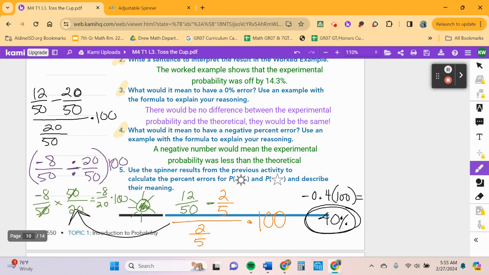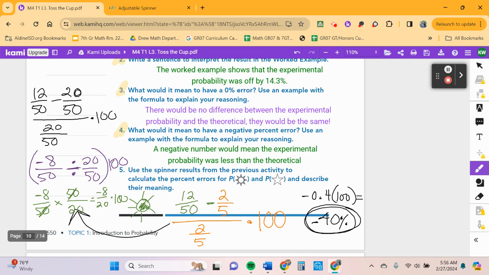So here is my work. The percent error that I got was negative 40%, meaning my experimental probability, or what actually happened, was 40% less than what we thought would happen, or we were 40% off of our theoretical. Also notice I drew an arrow to my work.